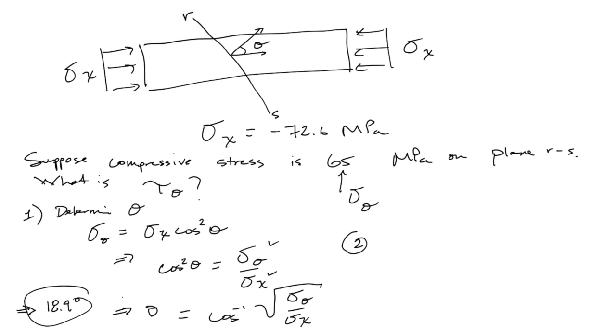Okay, so now we have theta, and now we can determine tau theta very simply because we have sigma x and theta, so we can just plug it right into the equation. So tau theta is equal to minus sigma x sine theta cosine theta, or you can use trigonometry and use the other form if you'd like, it doesn't matter. And you plug in all the numbers because you have everything here, and you end up with, I think it's 27.2 megapascals.